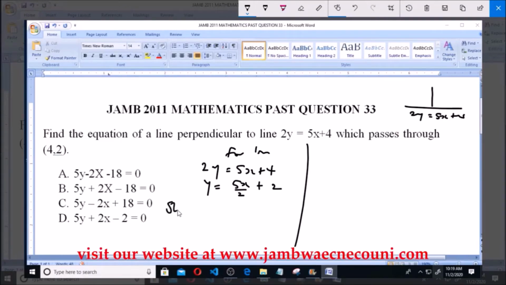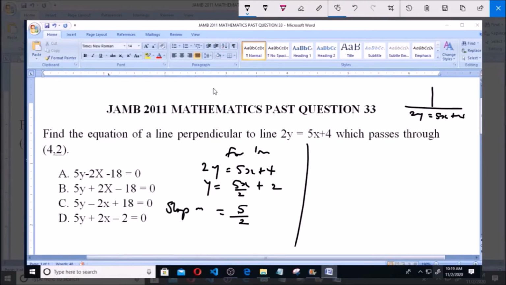So slope, which is m, is equal to 5 over 2. Now this can be gotten if you remember the equation of a line, which says y is equal to mx plus c. So this m here stands for the slope, and which is 5 over 2. So that is the slope m. The slope m, 5 over 2. Now we've gotten the slope for the straight line.